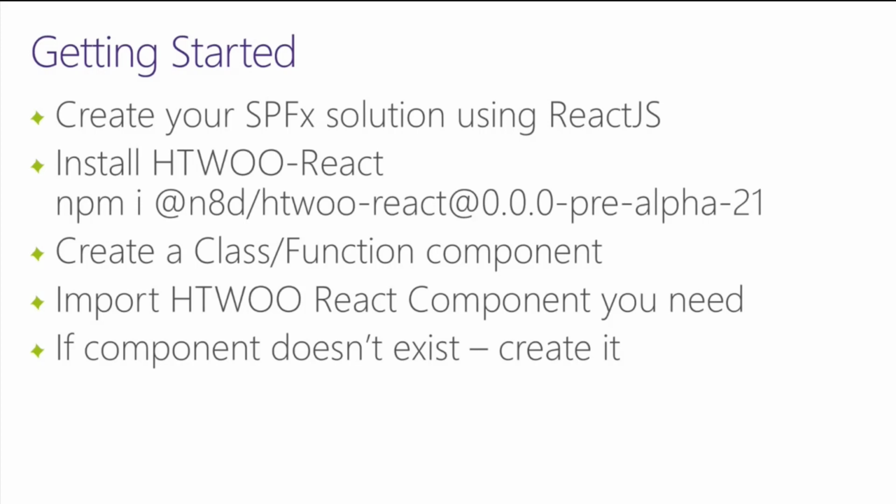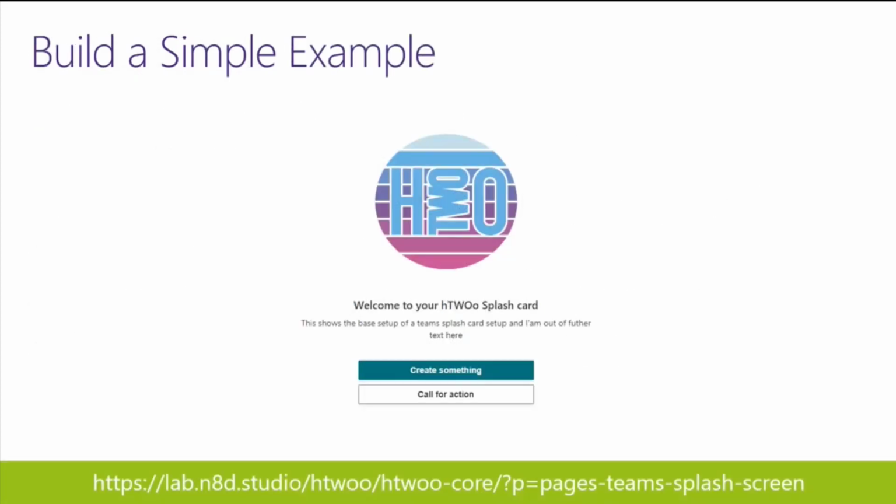Then you would create a class or function component, whichever you like. If you use React hooks, that's fine, or if you use class components, that's fine as well. Then you import the HtwoO React component that you need, and if the component doesn't exist, you can create it. We're going to walk through all that. Let me just show you the example that I'm going to build.